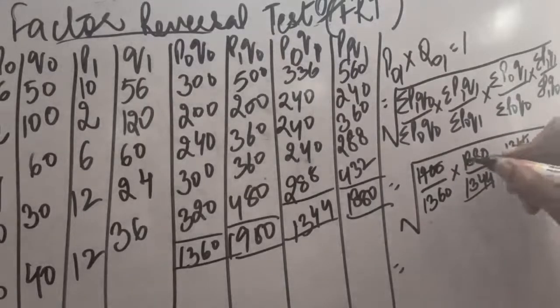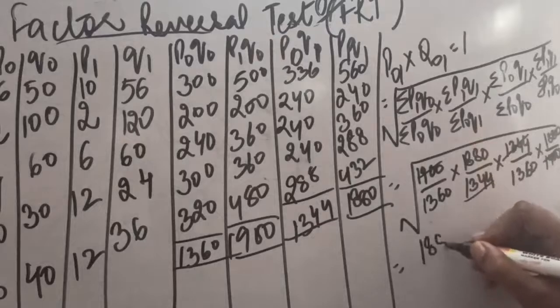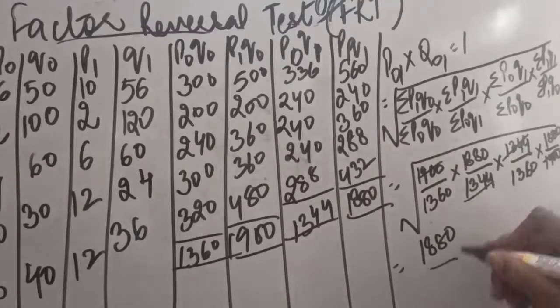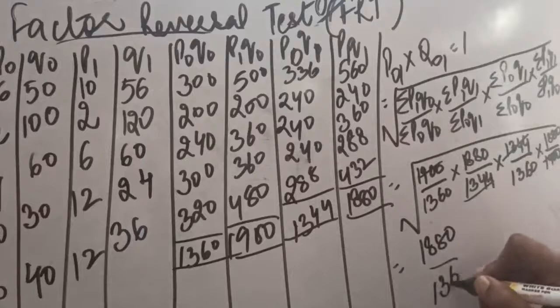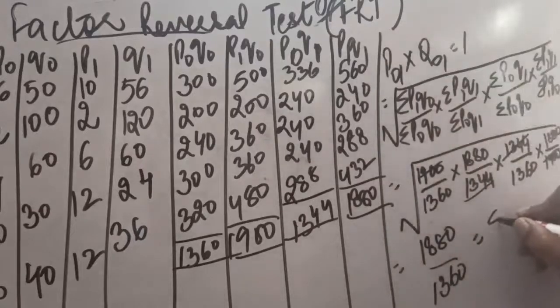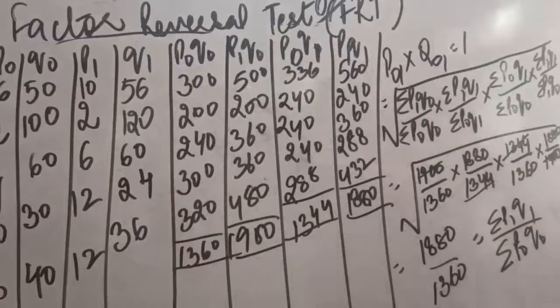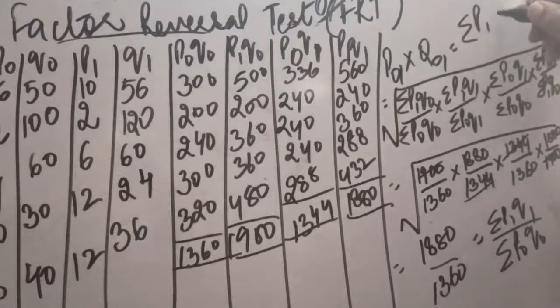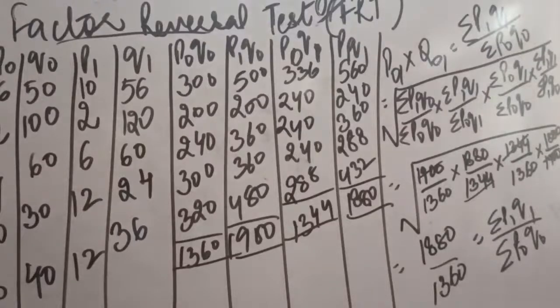Now 1880 is double and in the under root it will come out. 1880 is out. 1360 is also double, it will come out. Now what is our 1880? It is sigma P1 Q1, divided by 1360, which is sigma P0 Q0. So here our factor reversal test, sorry, it was not equal to 1, it was asking for sigma P1 Q1 divided by sigma P0 Q0. This has been satisfied when we multiplied P01 with Q01.